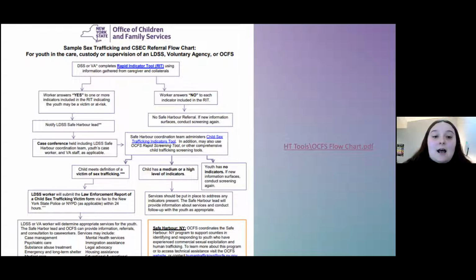First, you will complete the rapid indicator tool, and if yes is answered to any of the indicators, the youth may be at risk, and then you must complete the comprehensive tool. After completing the comprehensive tool, you must complete the Taskforce referral and submit all 3 forms to advocate@csecfingerlakes.org. I'm going to go over this information again, like I said.